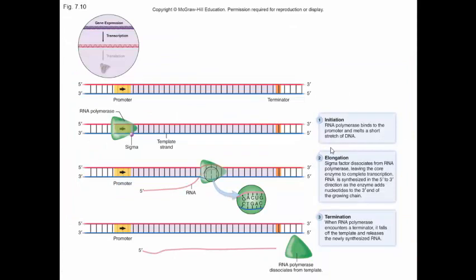How do we stop it? This is called termination. And this occurs when the RNA polymerase reads a termination sequence on the DNA. It says, stop, it's over. This sequence allows the RNA to form two hairpin loops at the end of the messenger RNA. The hairpin loops are important. It's kind of like, okay, that's it, I'm done.